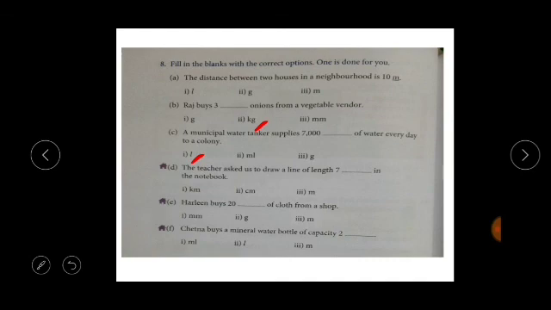The teacher asked us to draw a line of length dash in the notebook. Yeah, we can never draw a 7 kilometer line or a 7 meter line in our notebook. We can only draw 7 centimeter. Okay. Then next question. Harleen buys 20 dash of cloth from the shop. 20 millimeter, 20 gram or 20 meter of cloth. Yes, 20 meter of cloth.